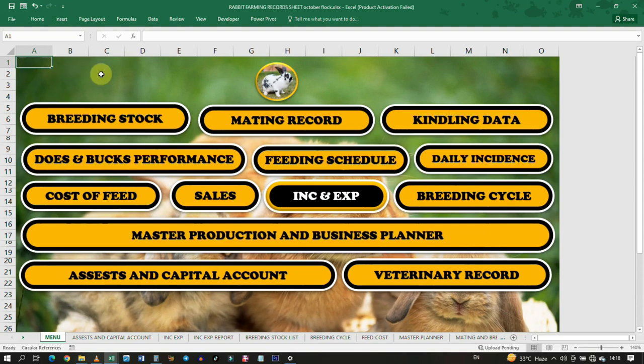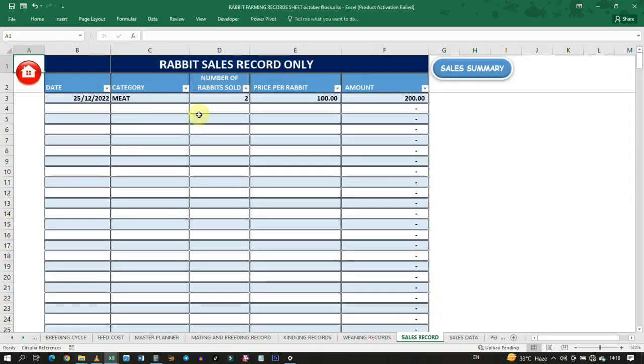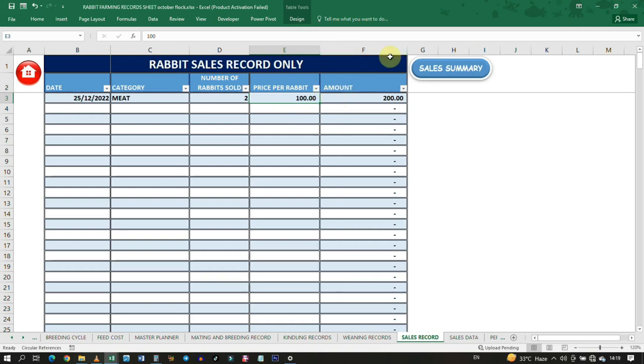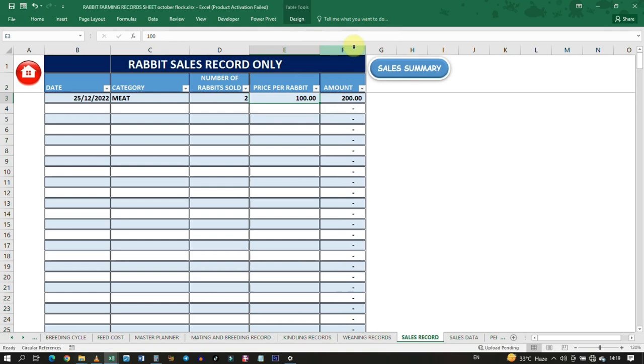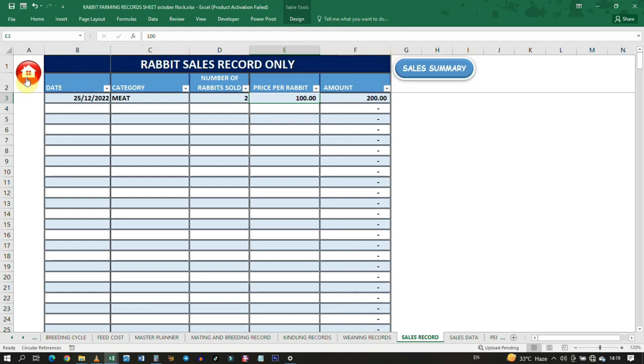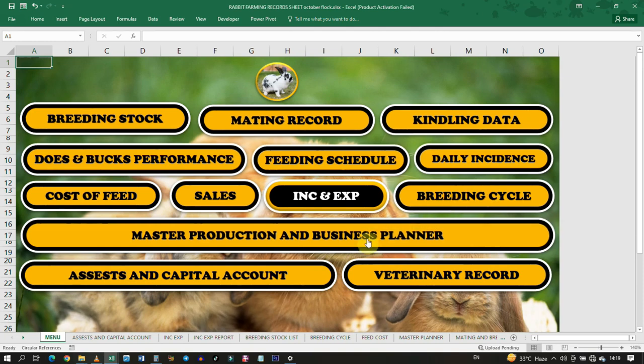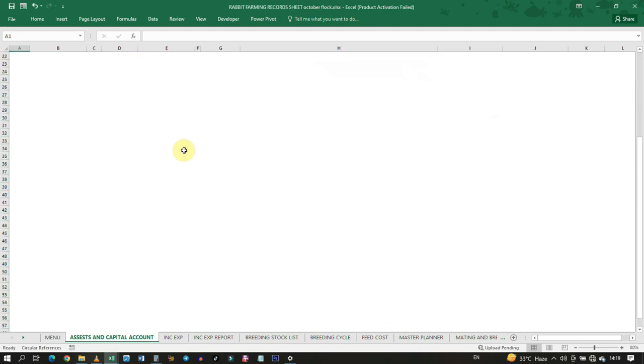So what is next? Let me go to sales. So with sales also, you record the date, category of sale, whether meat, breeding stock or whatever, number sold and price per rabbit or price per product, then the amount. What else? Your assets, the things that you buy, you have to keep record of them. You find the date, value, and all that.